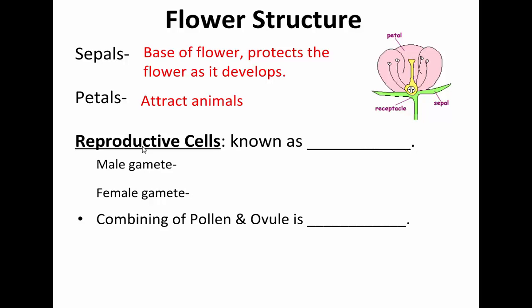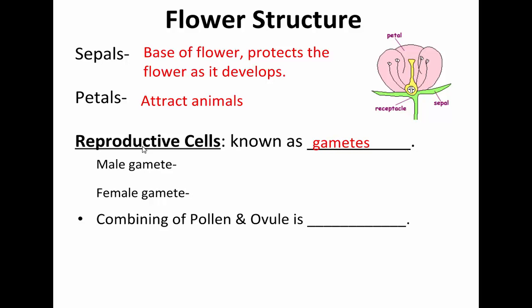Now I said earlier, plants can reproduce sexually or asexually. Flowers are for sexual reproduction. So all organisms that reproduce sexually have gametes. We call them sex cells. For example, in animals, a sperm cell is the male sex cell, the male gamete. An egg cell is the female reproductive cell, the female gamete.